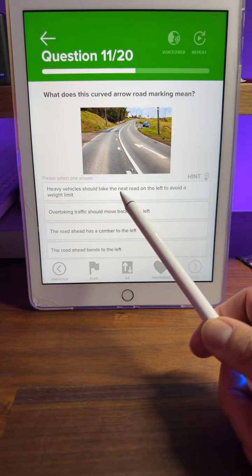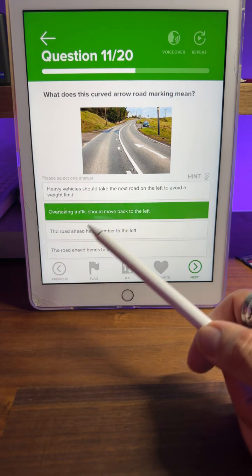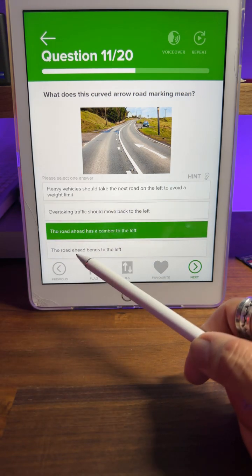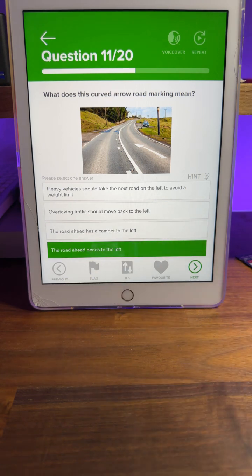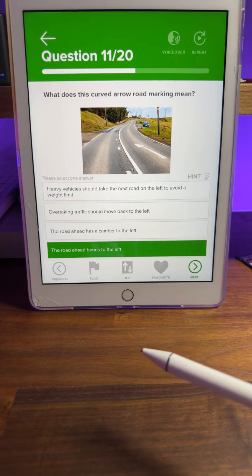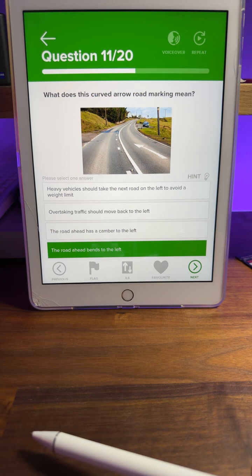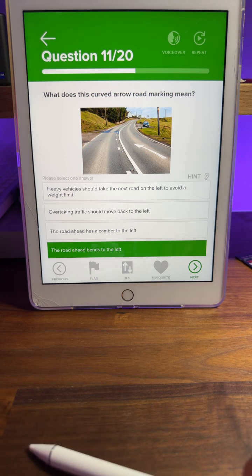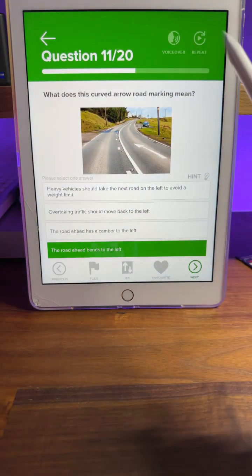Does it mean heavy vehicles should take the next road on the left to avoid a weight limit? Overtaking traffic should move back to the left. The road ahead has a camber to the left, or the road ahead bends to the left. A, B, C, or D? I can see a lot of people saying B. JR is saying D, though. If you have a look, the road ahead doesn't really bend to the left. It actually goes to the right.